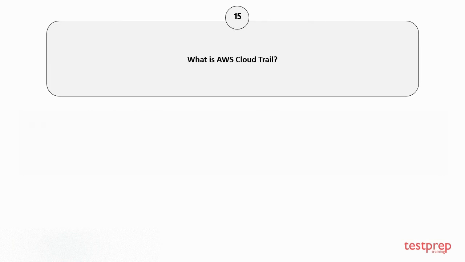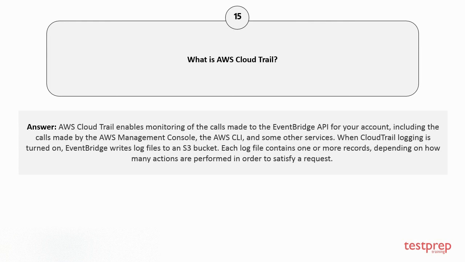Question number 15. What is AWS CloudTrail? Your answer is, AWS CloudTrail enables monitoring of the calls made to the EventBridge API for your account, including the calls made by the AWS Management Console, the AWS CLI, and some other services. When CloudTrail logging is turned on, EventBridge writes log files to an S3 bucket. Each log file contains one or more records, depending on how many actions are performed in order to satisfy a request.